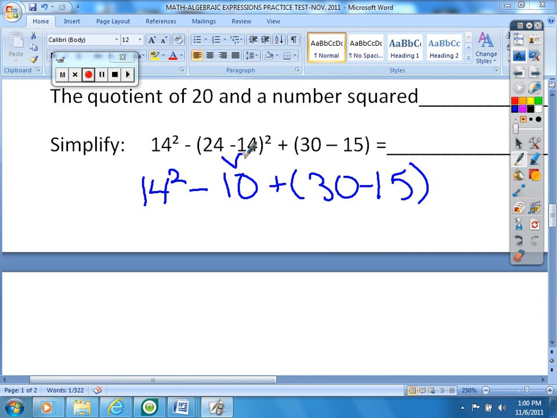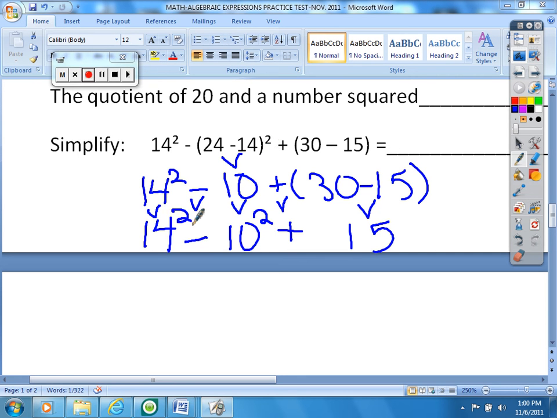All right, I need to do this now. That's 15. So this I haven't done. Haven't done that. So I've got this left. I've got 14 minus 10 squared, I forgot to put my exponent, plus 15. What do I do now? 14 squared, minus 24 minus 14 is 10. 10 squared plus 15. Now my rules say to do my parentheses, and I've done that.